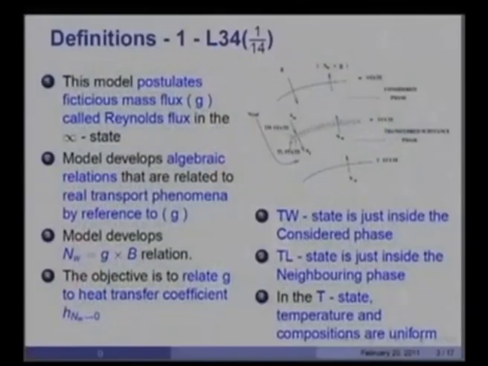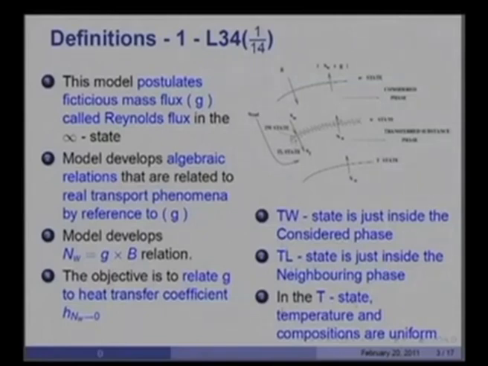Now, in order to facilitate further discussion, I am going to define in the W state two more surfaces which are almost coincident with the W interface. One of them is the TW state, which is just inside the considered phase, and the TL state, which will be just inside the transferred substance phase. So, this is what TW and TL are.